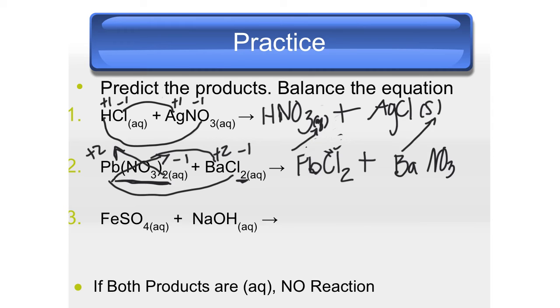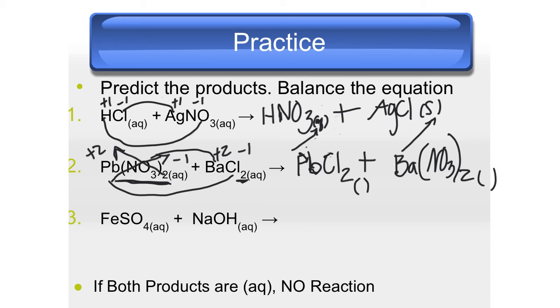And I'm just going to erase this so it's not as messy. So that's lead chloride. Now we can do the same thing for the barium and nitrate. Barium is a 2 and nitrate is a -1. So the 2 needs to come down and be the subscript for the nitrate, and we'd have a 1 for barium. So that's like we did before.